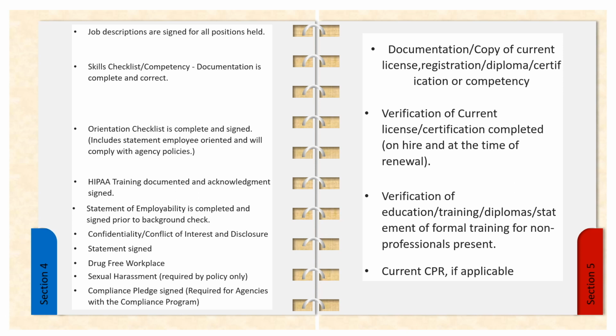Section 5, it's asking for the documentation, the copy of current license, registrations, diploma, certificates. There are certain HMO programs that require you to have, if you are a PAS attendant, a high school diploma. Some HMOs require their PAS attendants to have a current CPR on file. So those verifications, diplomas, licensures, certificates, those things can be filed in section 5.